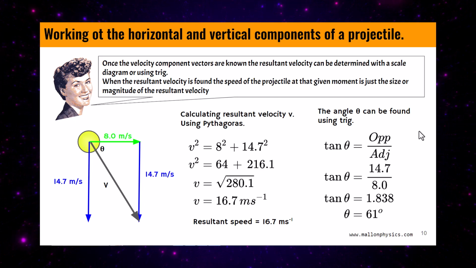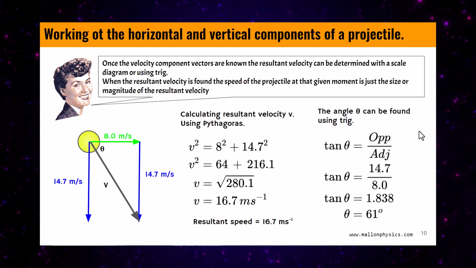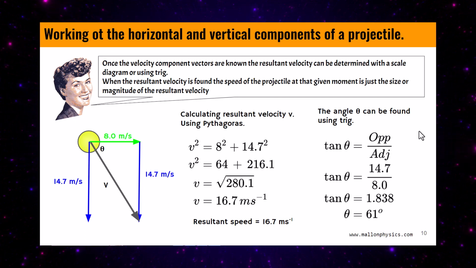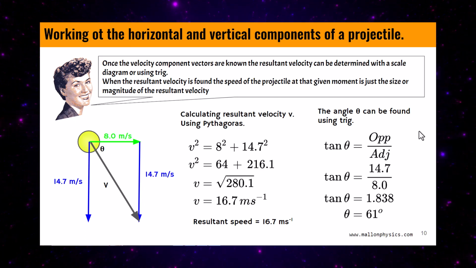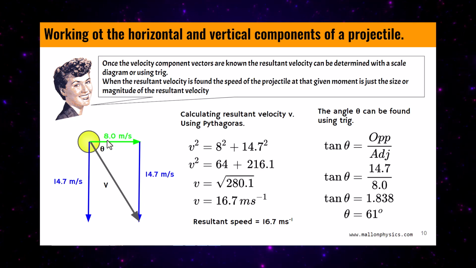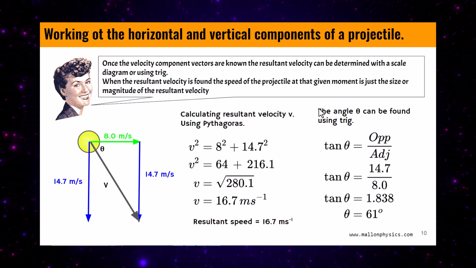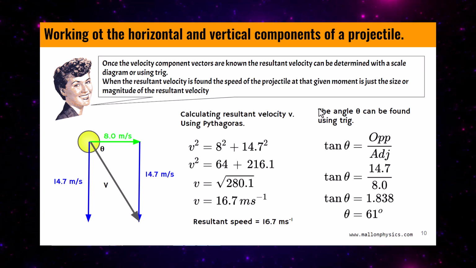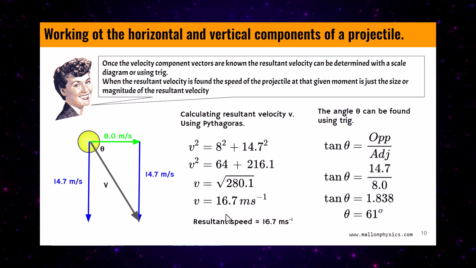So to fully describe the velocity of that ball, we would say it has a magnitude of 16.7 metres per second at a direction of 61 degrees below the horizontal, that being the horizontal. So it'll be 61 degrees below that. If I just asked you the speed of the ball, the resultant speed, you would just quote the size of it, 16.7.